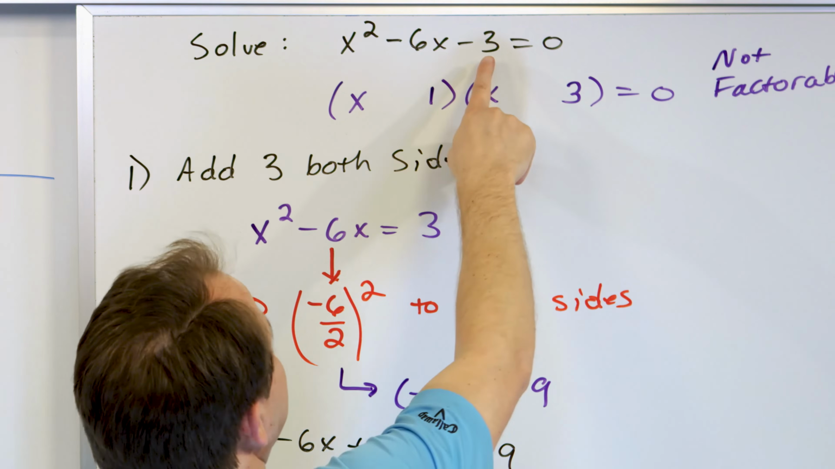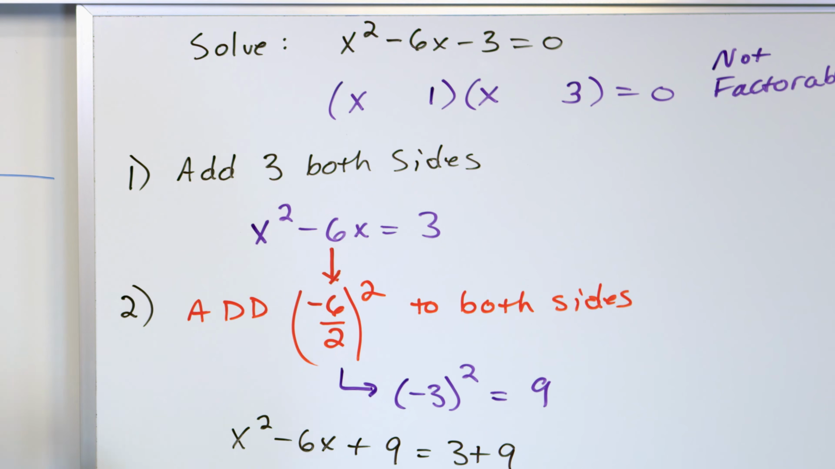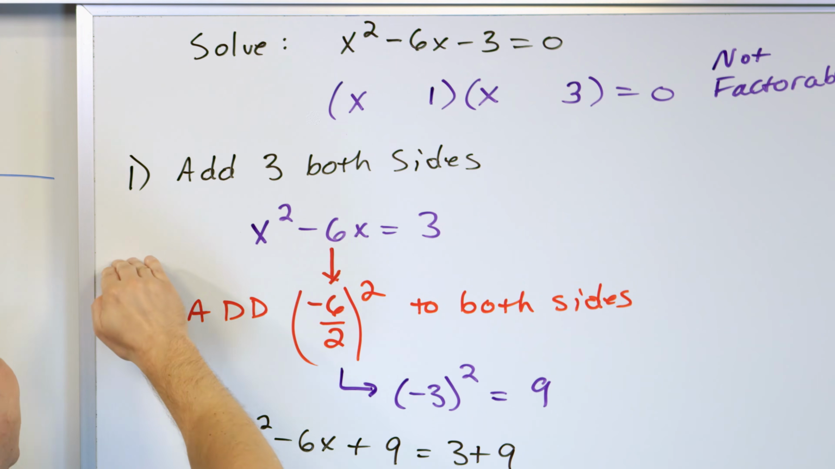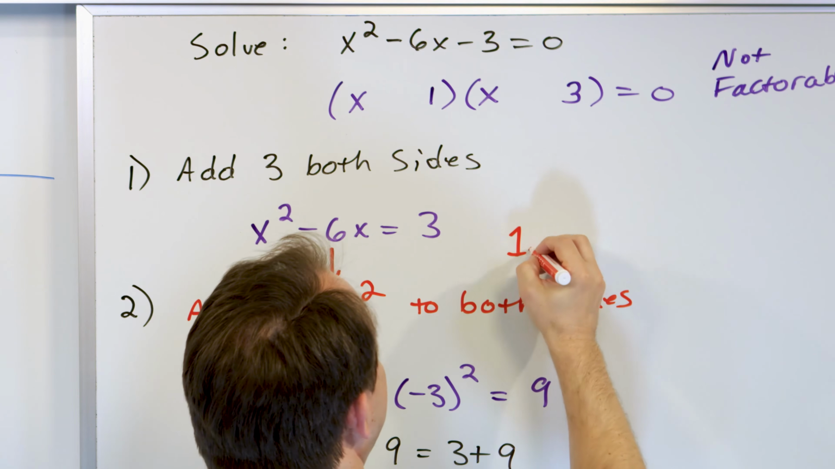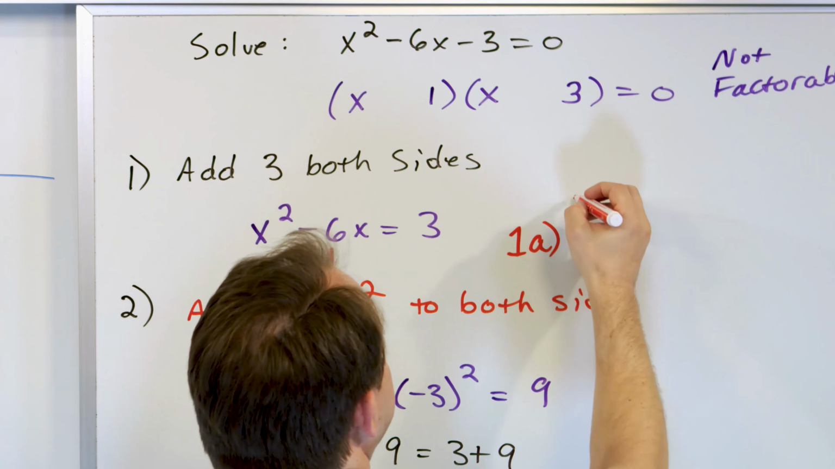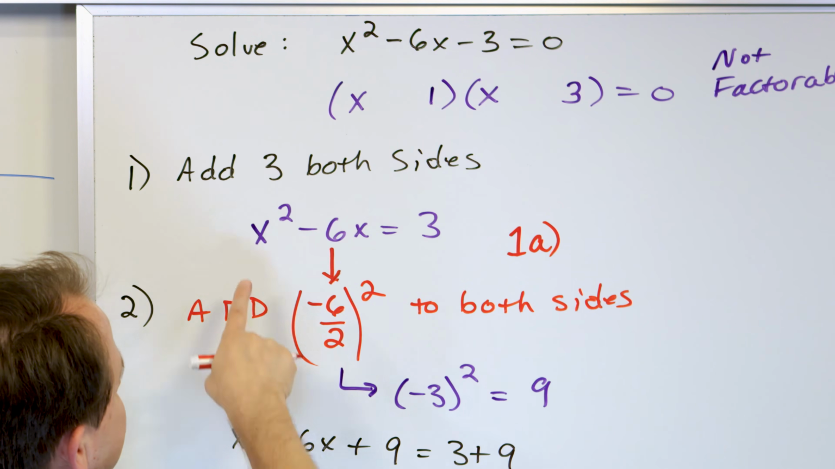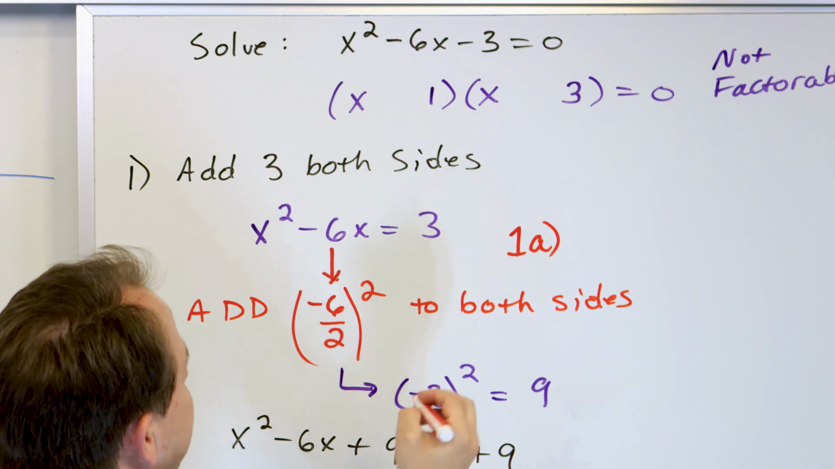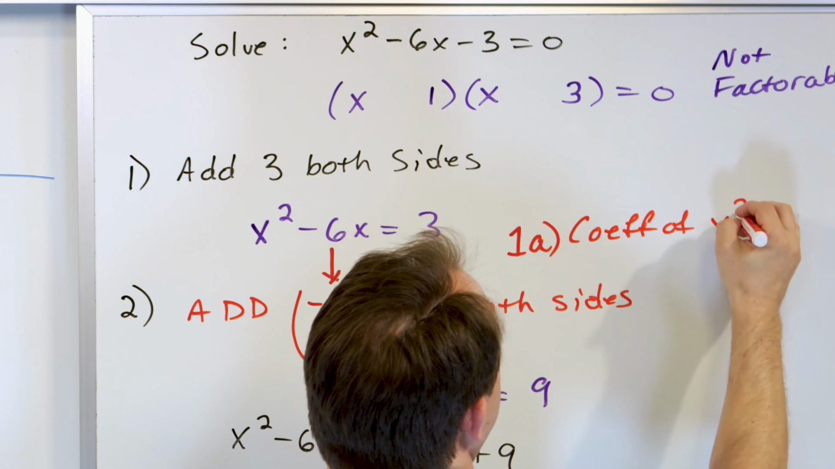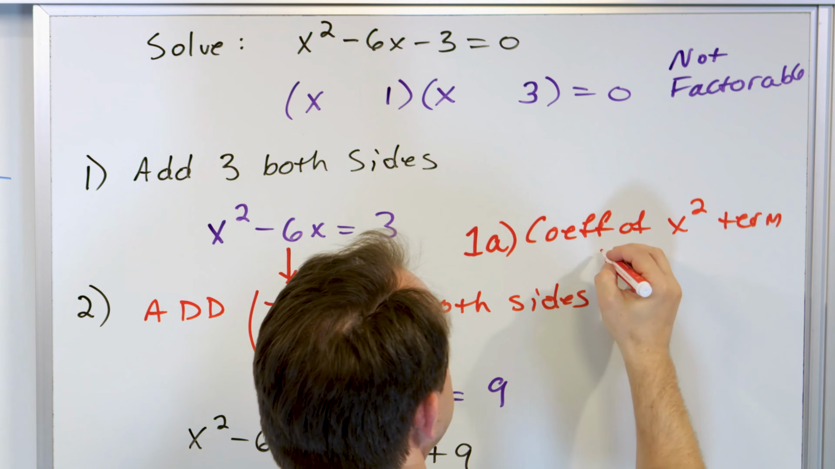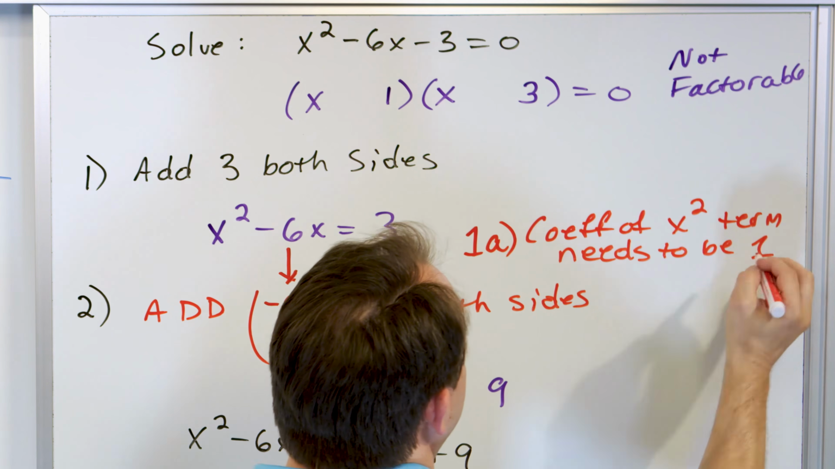The very first step is you take whatever constant term you have and you move it to the other side. I actually didn't write one other step down here as well. It should be kind of in between step 1 and step 2. I'm going to call it step 1a. And I'm going to say that the coefficient of the highest power here, of this guy right here, the coefficient of the x squared term needs to be positive 1, only a 1.